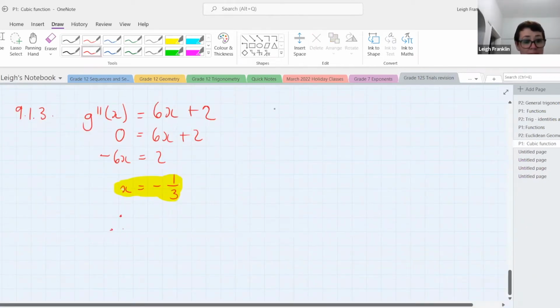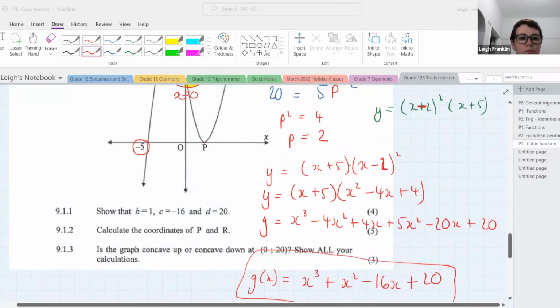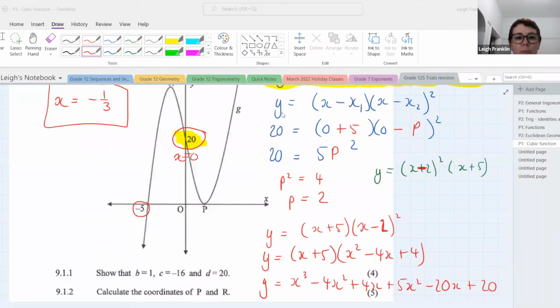Does that make sense? Okay, no problem. All right, so yes, 0 is larger than -1/3. So it's to the right, and that's going to be the portion of the function where it is now concave up.